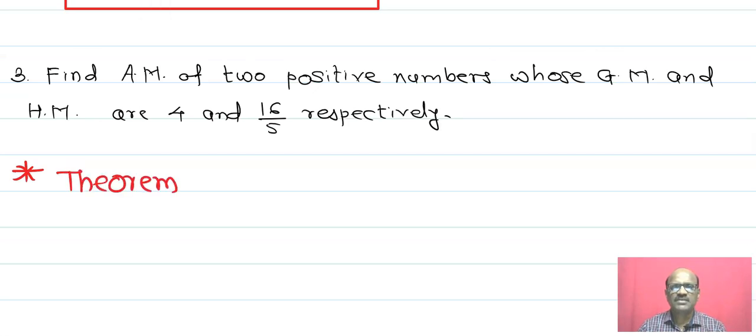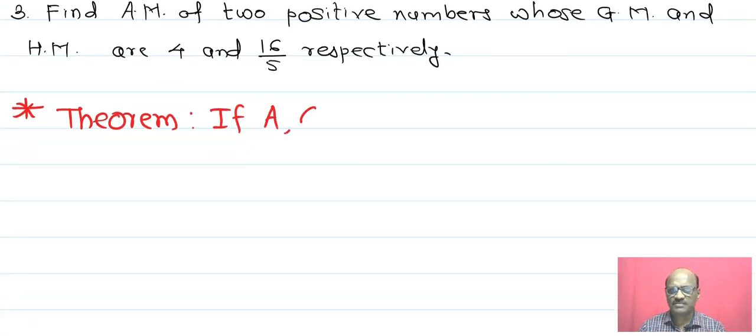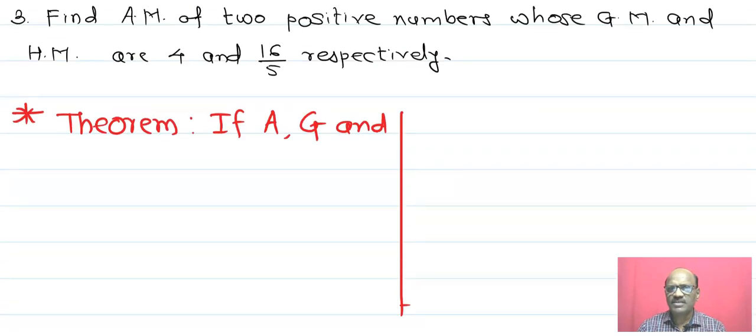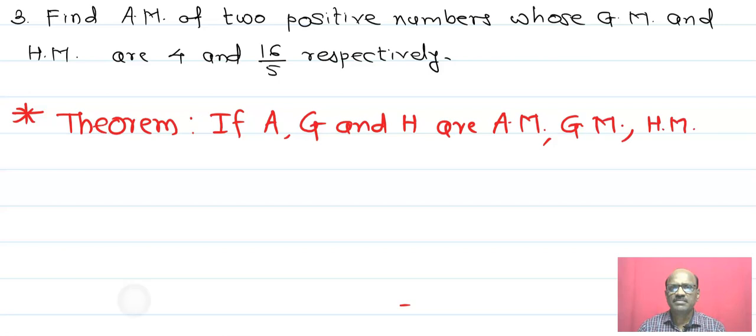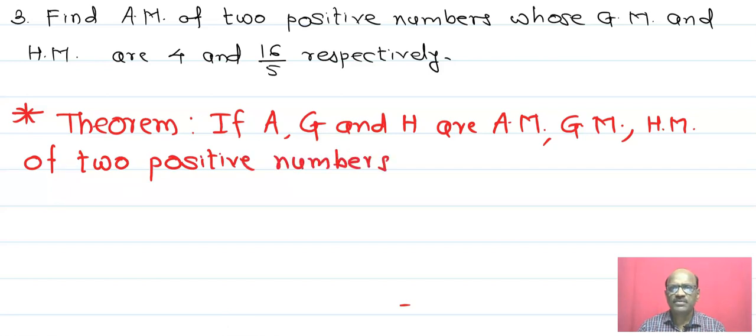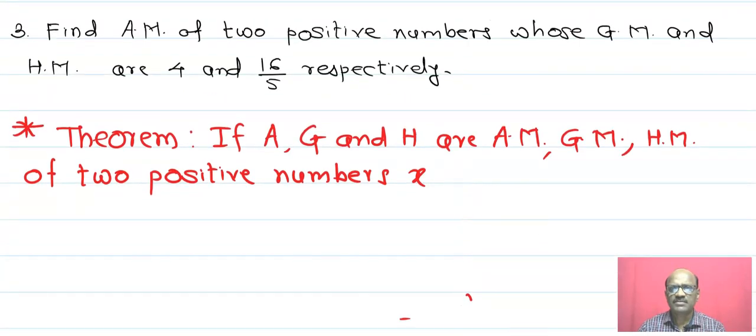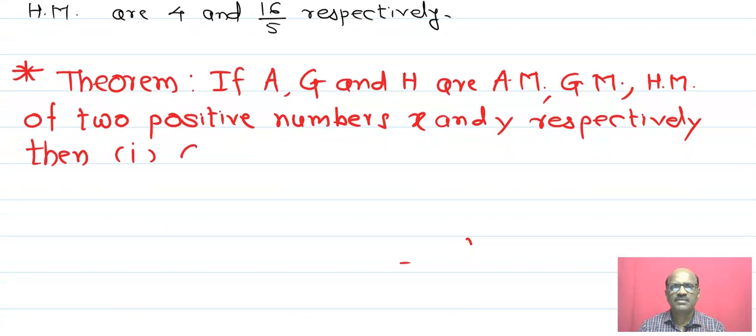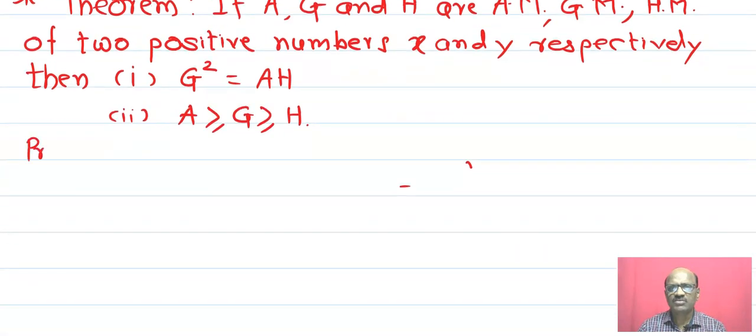Now see this. Now we'll see first of all some basic theoretical part. If A, G and H are AM, GM, HM of two positive numbers x and y respectively, then G squared is equal to AH. Second, A is greater than or equal to G is greater than or equal to H.